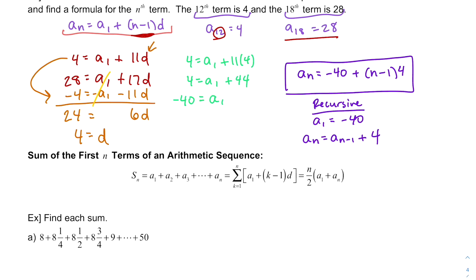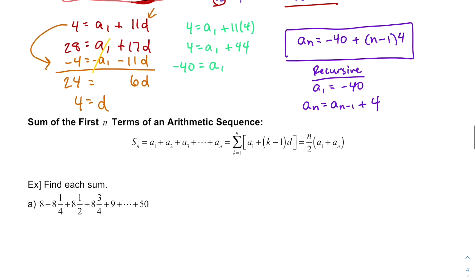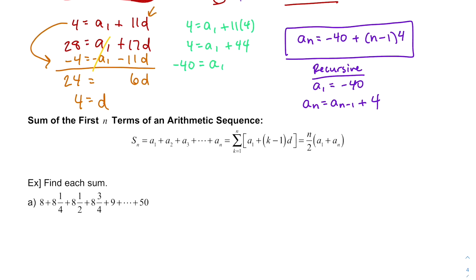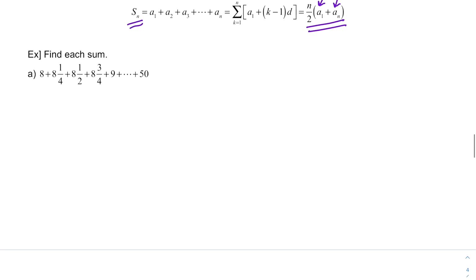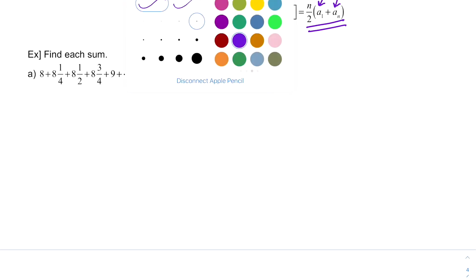Next, we're going to look at adding up the terms of an arithmetic sequence. Luckily, there's a shortcut for that. If you're finding s sub n, which is the sum of the first n terms, you can apply this formula. So in order to apply the formula, you need to know the first term and the nth term, okay? But it's pretty quick and easy. It's certainly much easier than listing out all the terms and trying to add them together. So let's try this first example.